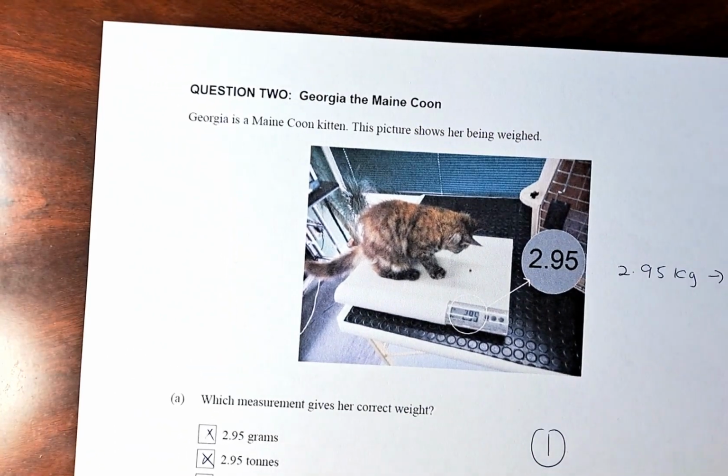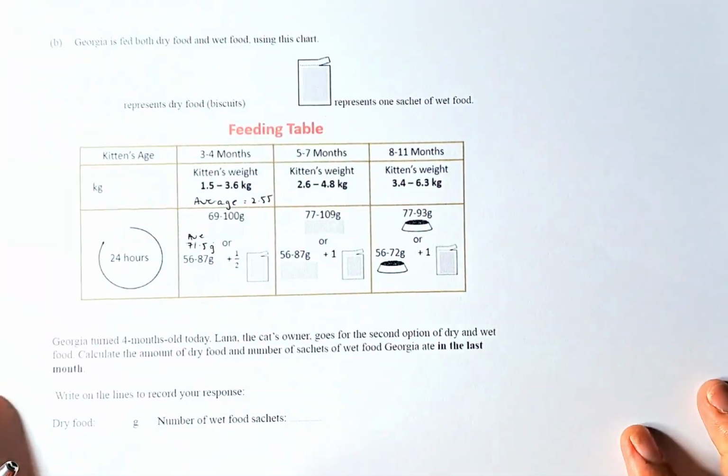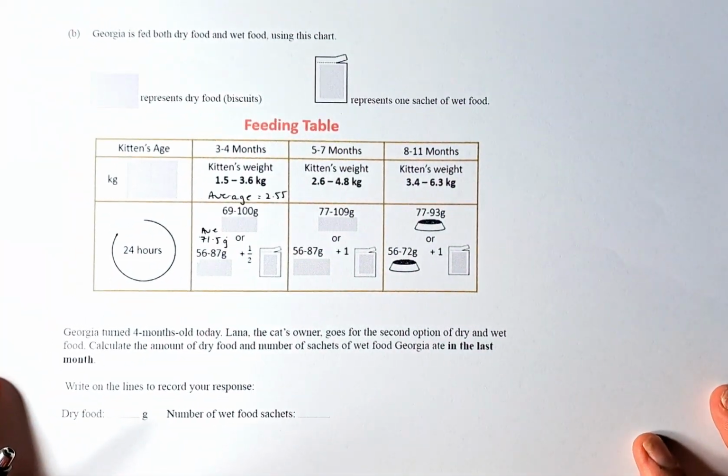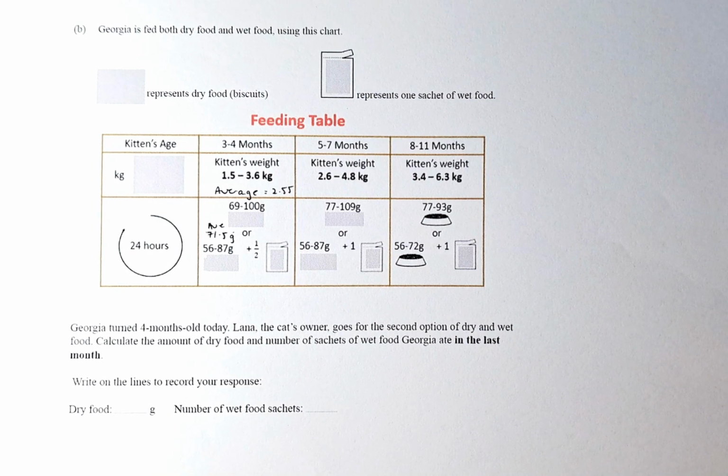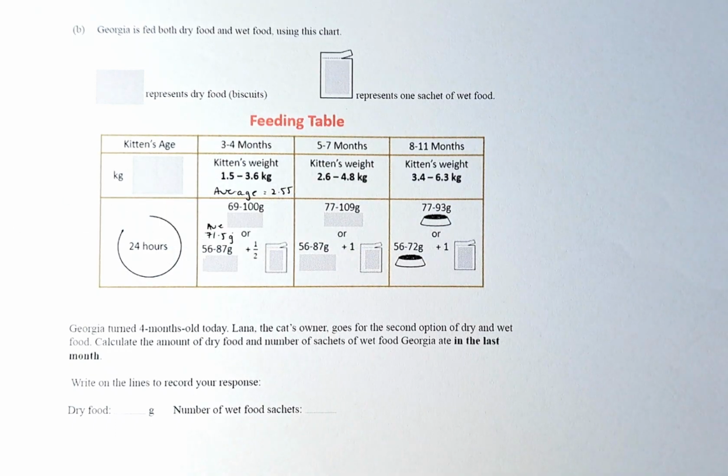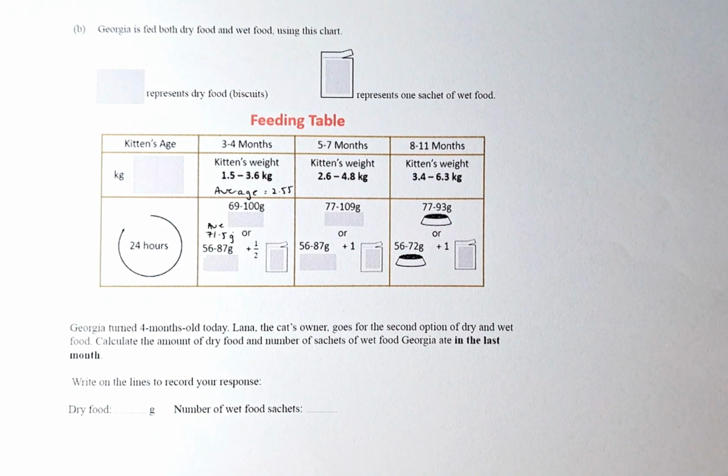Let's do outcome number 2, which is the next question. Okay, outcome number 2 looks like that. We shall read the question, and it's a bit tricky, so we're going to read it together. Georgia is fed both dry food and wet food, using this chart here. The square represents the dry food, and the sachet represents 1 sachet of wet food.